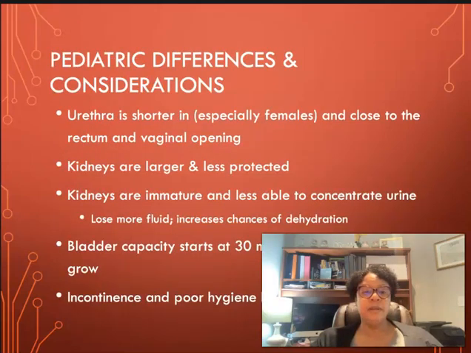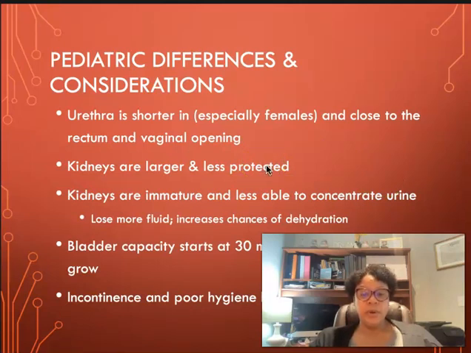So we're going to talk about a little bit of the differences in children. The urethra is shorter in females. That is relatively the same even in adulthood. Men have a 10 times longer urethra. So it puts us at more risk for an infection. The kidneys for children are larger and less protected. Therefore, they're more prone to kidney injury or trauma.